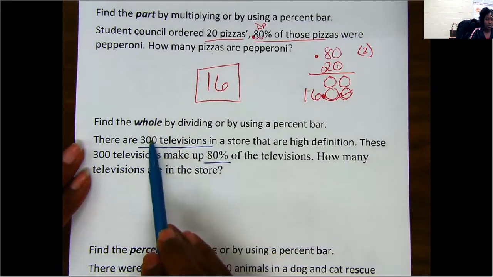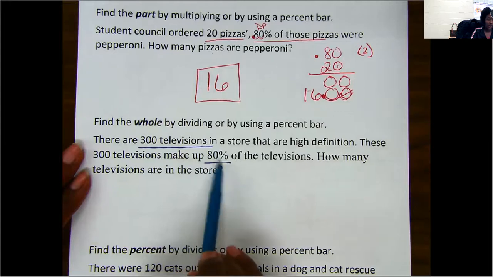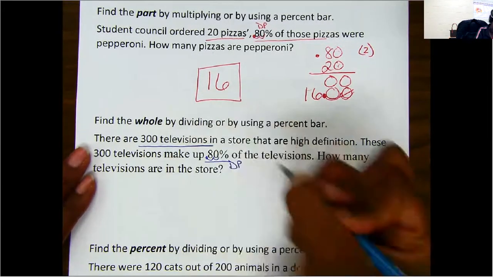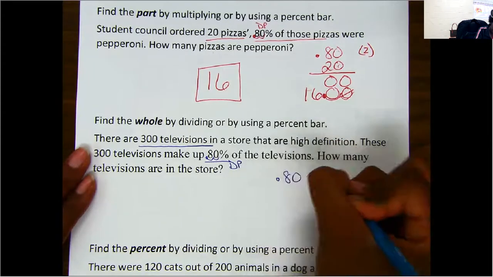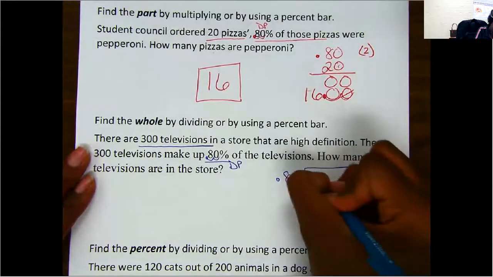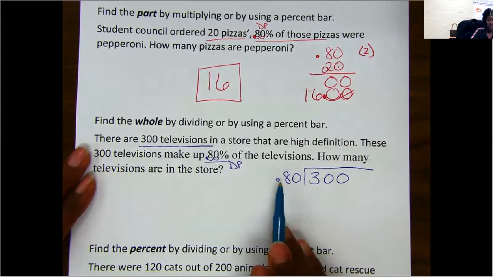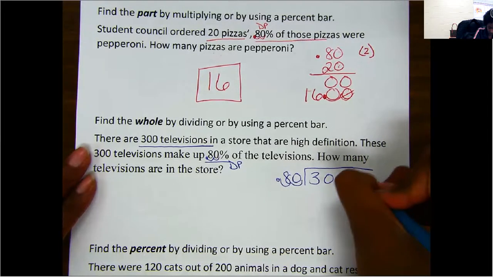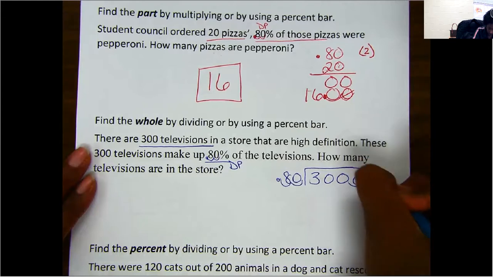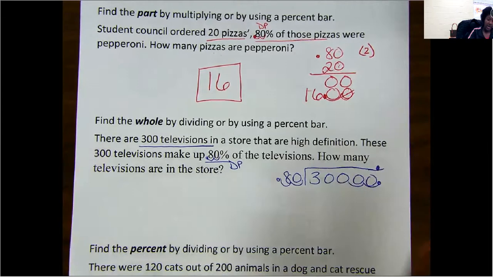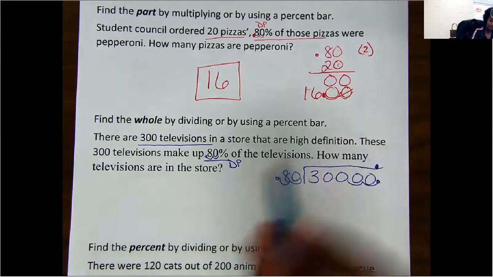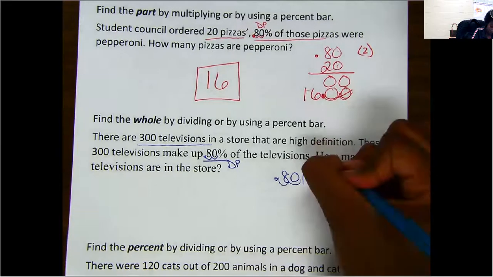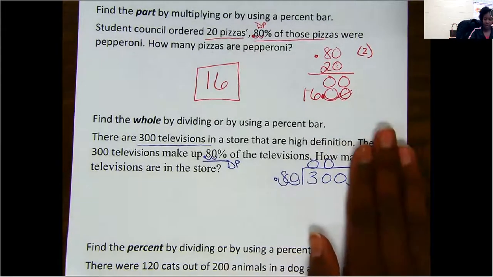This 300 represents 80%. Okay, Dr. Pepper, 1, 2. So I have my 0.80, and I'm going to be dividing that by 300. I can't have a decimal out here. 1, 2, 1, 2. Woo, look at all these zeros. Bring it up. 80 will not go into 3. 80 will not go into 30. I need to start at 300.